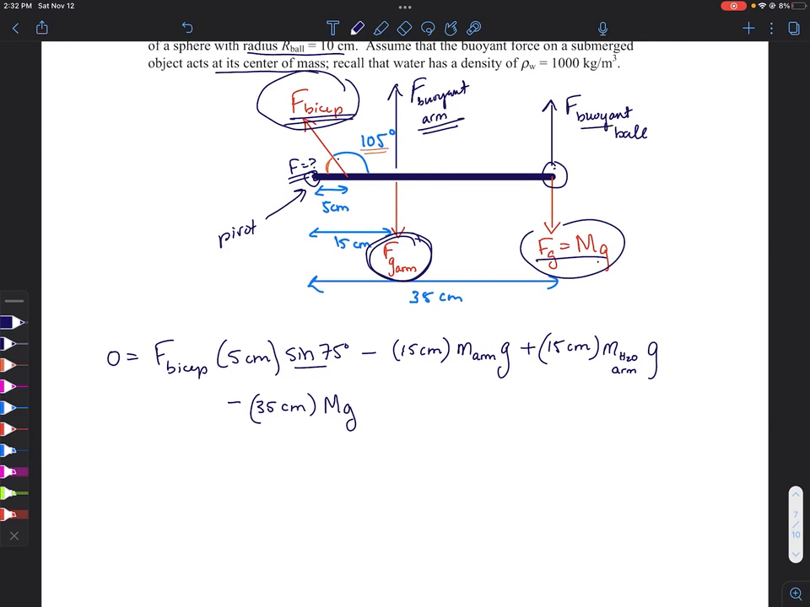And now we have to add on the buoyant force associated with the ball. It acts at 35 centimeters, perpendicular, no components. And we need to find the buoyant force from the ball, which is going to be the mass of water displaced by the ball times g.